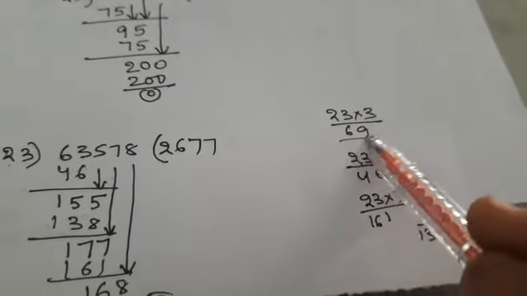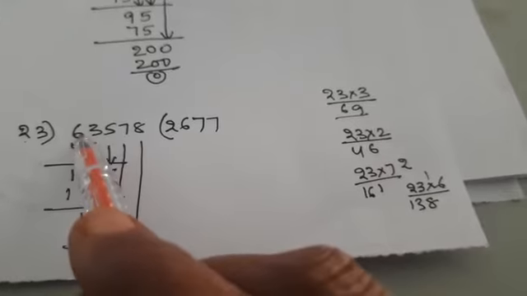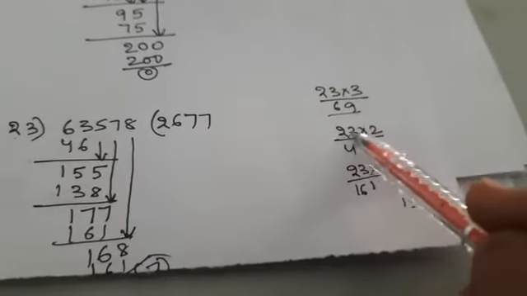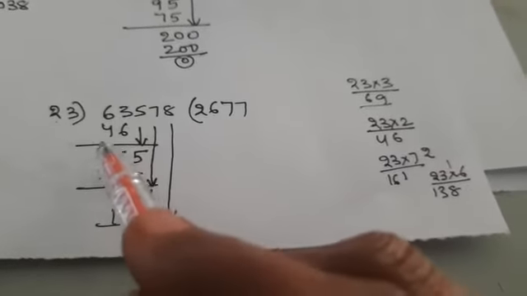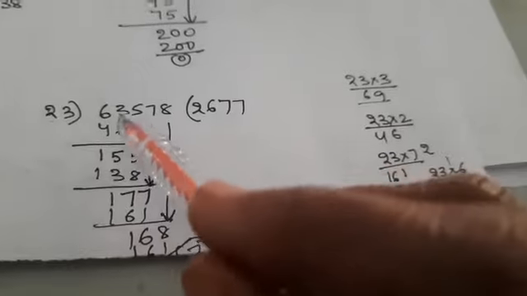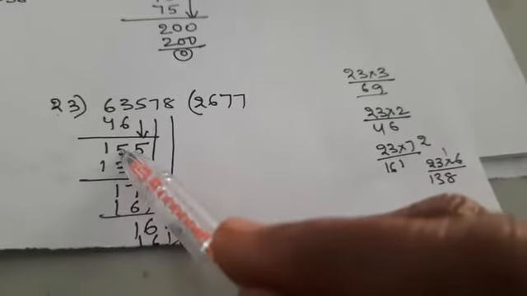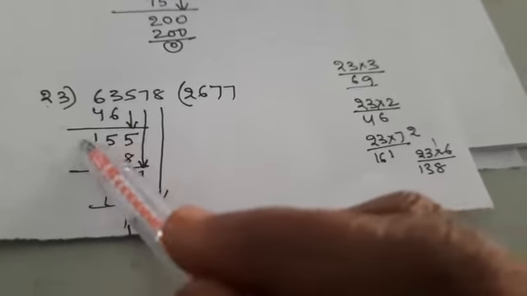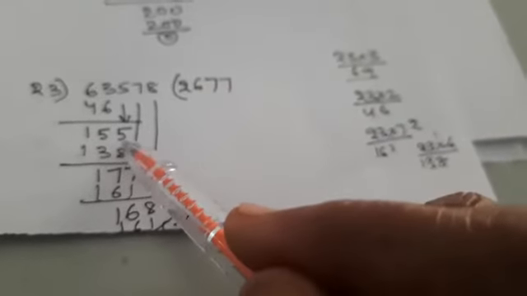23 into 3 is 69, which is more than 63. Therefore you take 2 times. 23 into 2 you will get 46. So 23 2s are 46. And then 13 minus 6 you will get 5, and 5 minus 4 you will get 1. 15 is the remainder here, and you bring down 1 digit, then it will become 155.